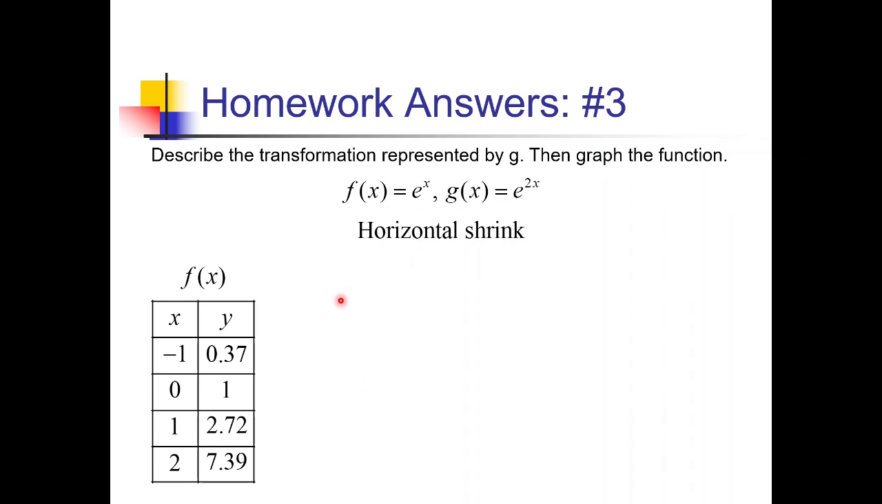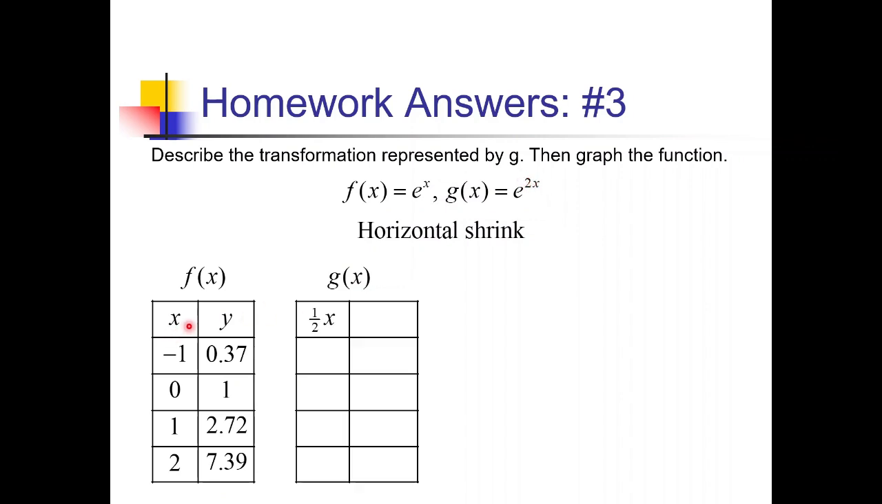Now to transform this into the g function, since I'm multiplying by 2 inside, that means I have to multiply by 1/2 for my x values. And there's nothing happening outside the function, so y is going to stay the way it is. So dividing all my x values by 2, we've got -0.5 or -1/2. 0 is still 0. 1 is 1/2, and 2 becomes 1. And then the y values are just going to stay the same.